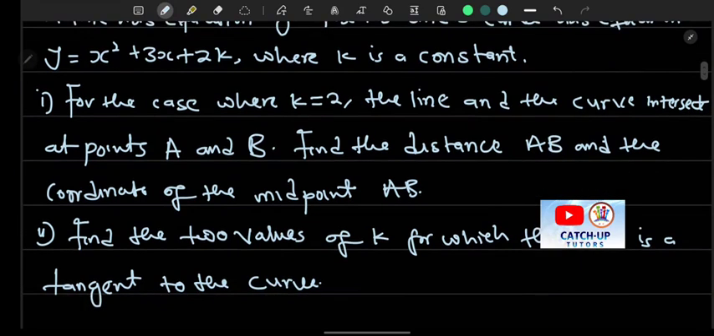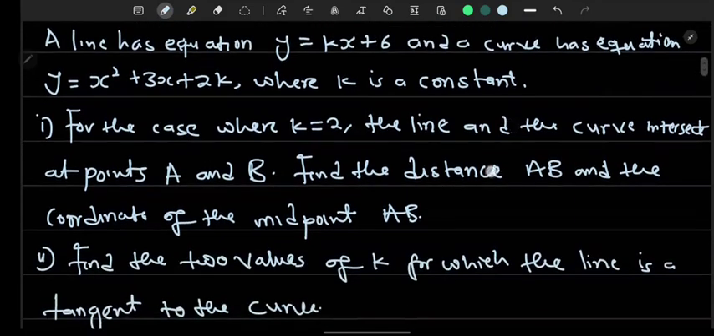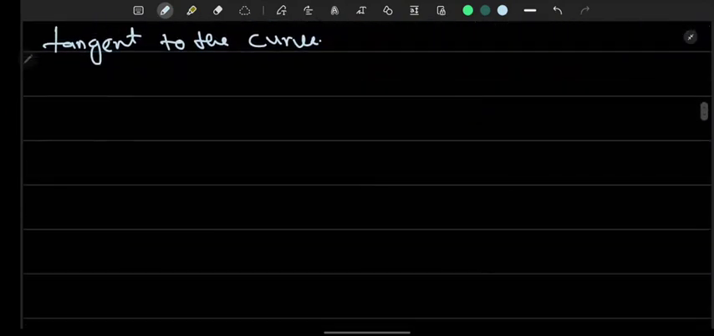The second question under that same question is: find the two values of k for which the line is tangent to the curve. Now, the solution to this given question.